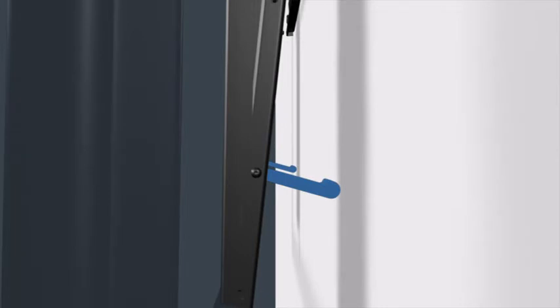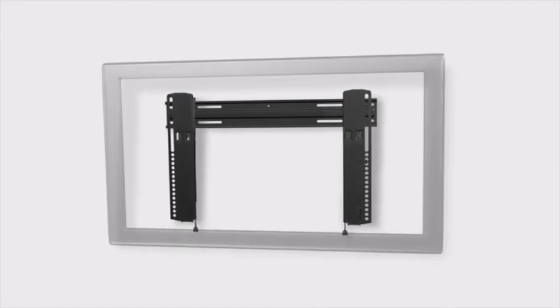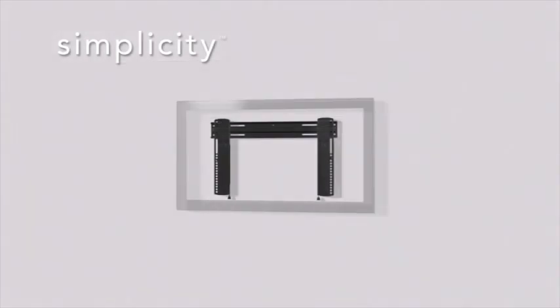Secure the TV to the wall plate by holding the bottom of your TV and pushing the kickstands up. Gently place the TV against the wall. The kickstands will automatically return to their resting position. You are now ready to enjoy your newly mounted flat panel TV.